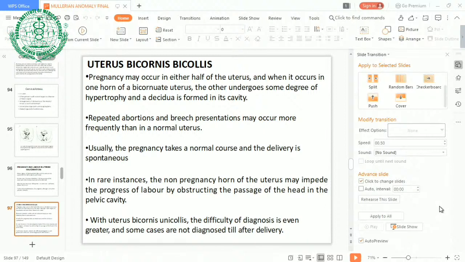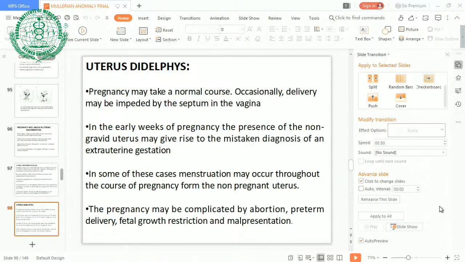With the uterus bicornis unicollis, the difficulty of diagnosis is even greater, and some cases are not diagnosed until delivery. In uterus didelphys, pregnancy may take a normal course. Occasionally, delivery may be impeded by the septum in the vagina. In the early weeks of pregnancy, the presence of a non-gravid uterus may give rise to a mistaken diagnosis of extrauterine gestation. In some cases, menstruation may occur throughout the course of the pregnancy from the non-pregnant uterus.